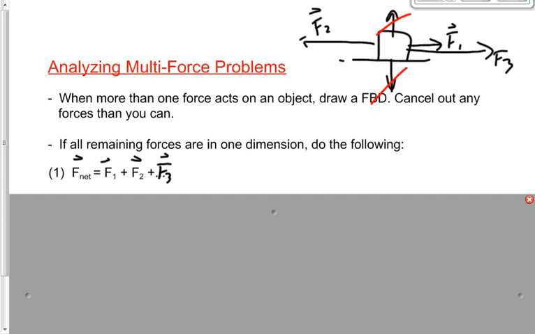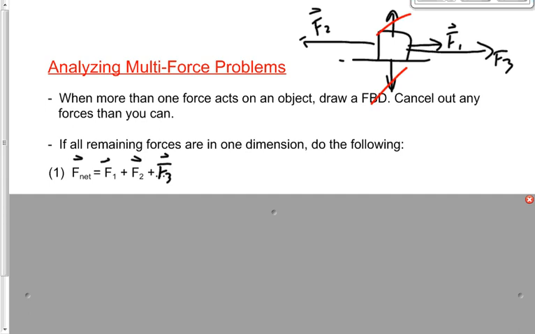Now, if one of these vertical forces didn't cancel out, we still have to add the forces together, but we're going to add them vectorially, so the problem becomes a little bit more complicated. The way that you see this written down right now isn't going to apply. We add them together, but we add them together in a different way.